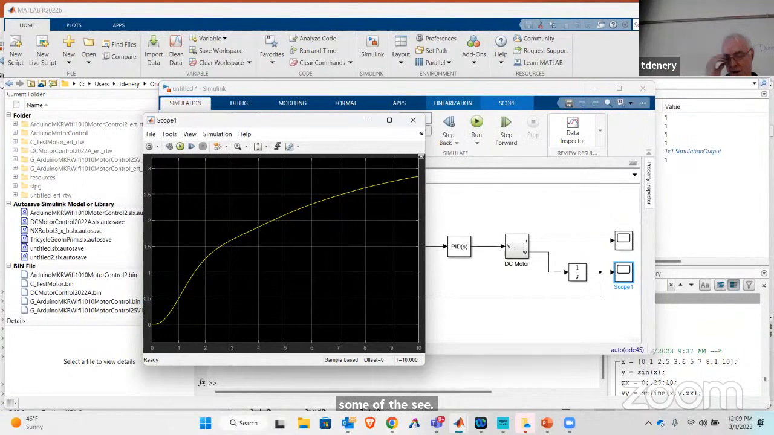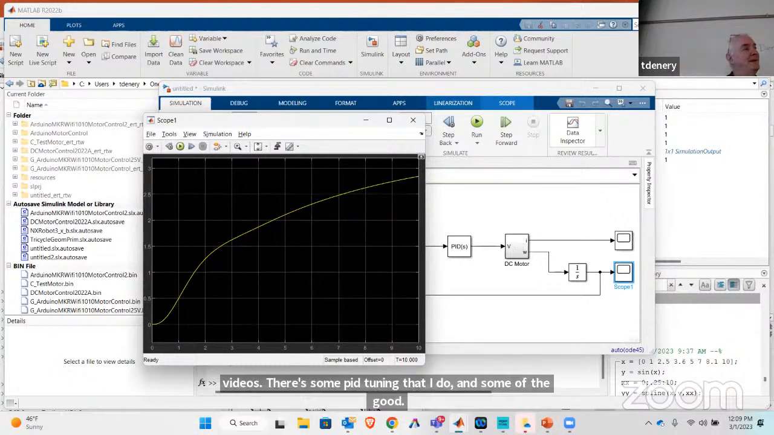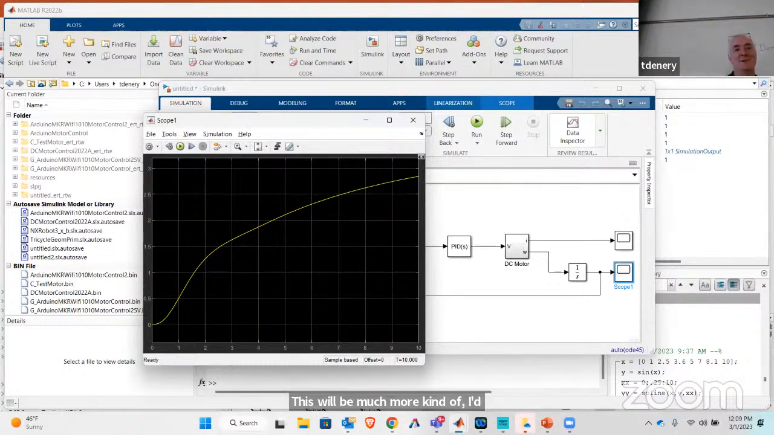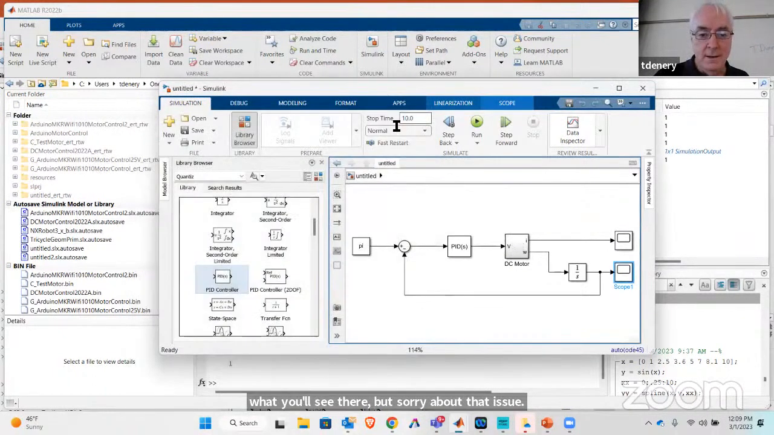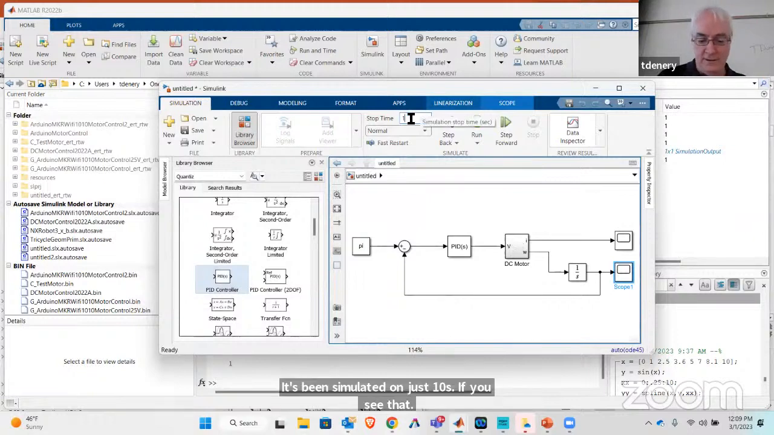What I will endorse is take a look at the videos. There's some PID tuning that I do in some of the videos, and that will be much more helpful to you. Sorry about that issue. It's getting there, but you need more time. It's being simulated on just 10 seconds. If you simulate a little bit longer, let's do that. We'll run it for 100 seconds this time.